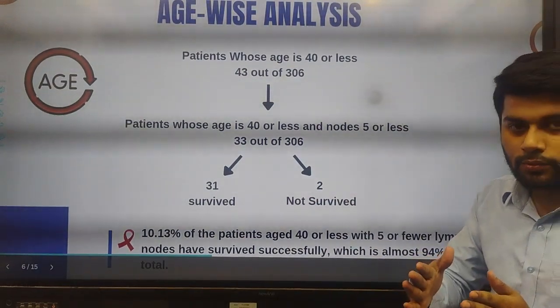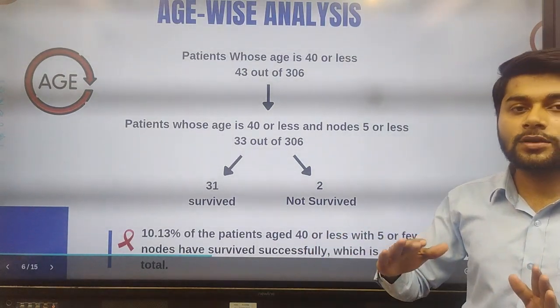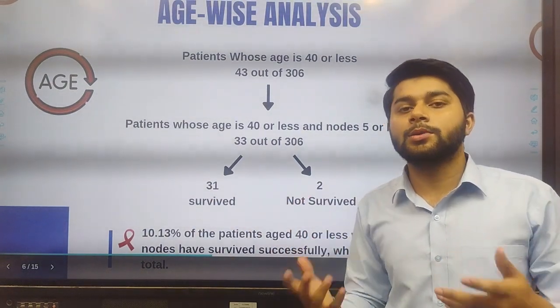If you have a patient whose age is 40 or less, or who has lymph nodes of 5 or less, the chance of their survival is much higher than for the other age groups or other numbers of lymph nodes.